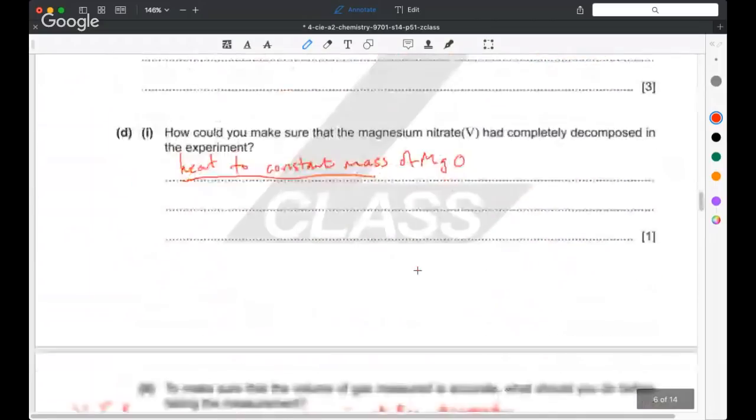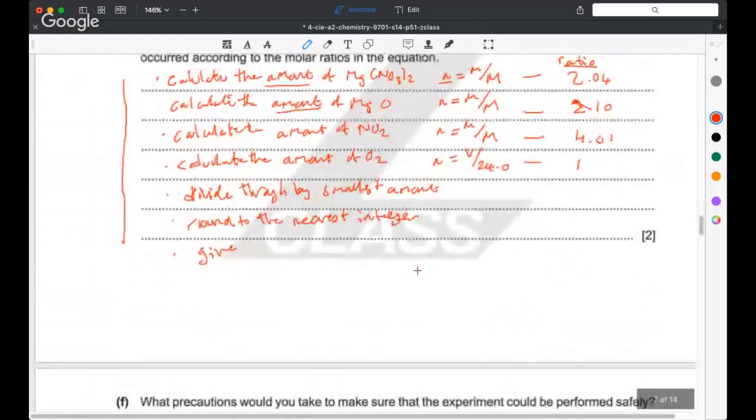The proper language for that, I'll just write it in: you round to the nearest integer to give the stoichiometric, there's a T there. You've worked out from rounding this ratio here to the nearest integer, you've worked out the stoichiometric ratio. Okay?